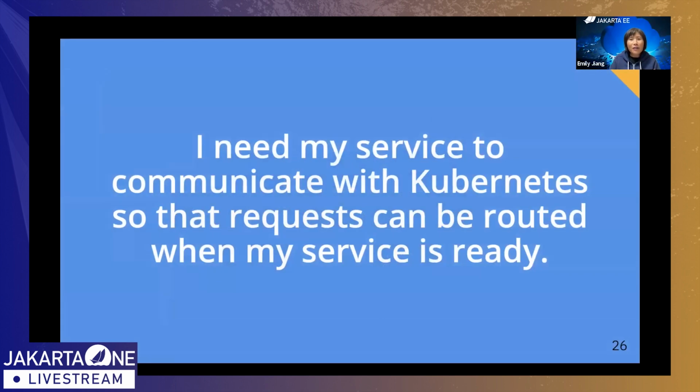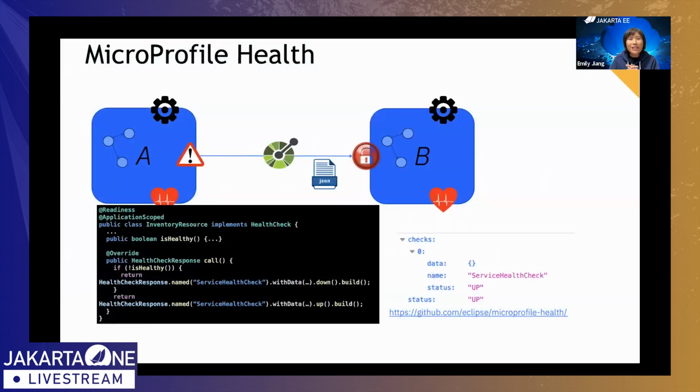So first, how can you communicate with Kubernetes? This is from MicroProfile Health. In MicroProfile Health, it has three annotations: Readiness, Liveness, and Startup. It also exposes three corresponding endpoints: /health/live, /health/ready, and so on. And this directly feeds into the Kubernetes readiness check, liveness check, and startup check.